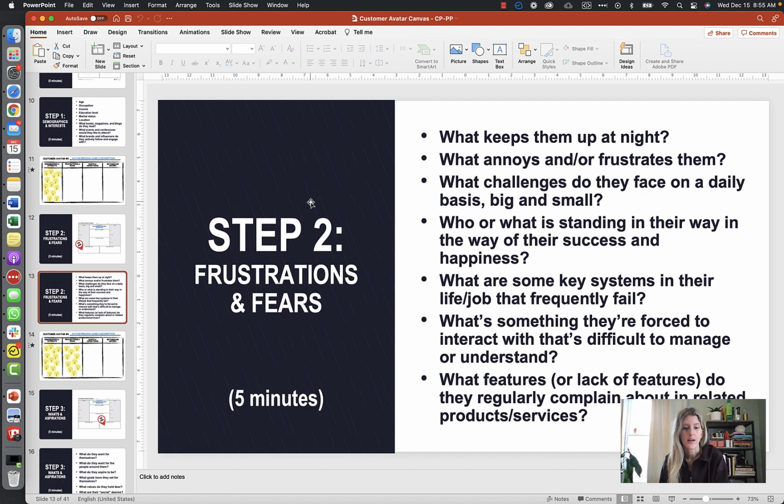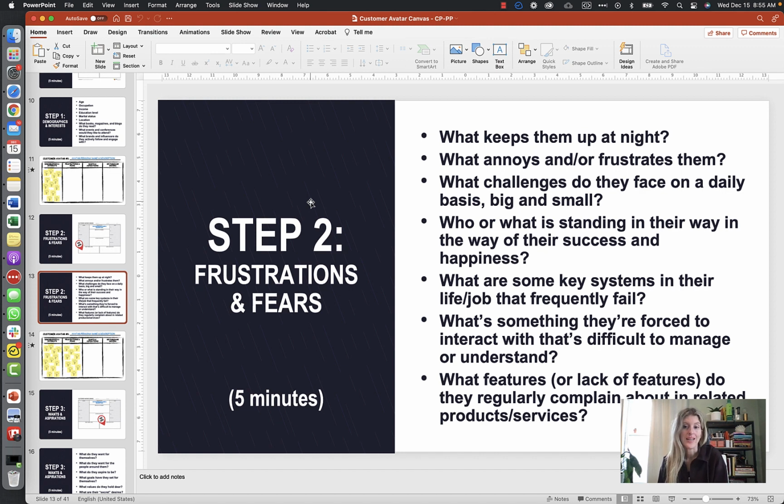Is it not being able to get them into a good school? Is it the cost? Find out what keeps these parents up at night. Find out what annoys and frustrates them. What challenges do they face on a daily basis, both big and small? Is it work? Is it childcare? Is anybody going through health issues? Find out what challenges they face. Find out who or what is standing in the way of their success or their child's success and happiness.